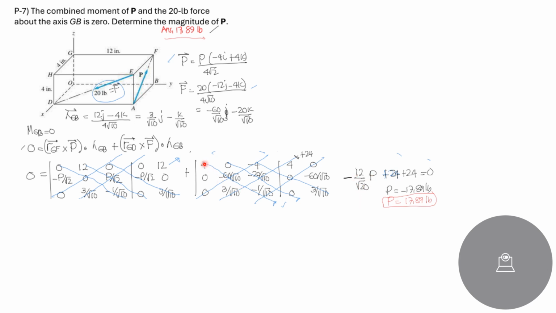Then this is positive 240 over 10. So 24, positive 24. Then this is also negative of negative, so 3 times 20, 60 times 4 is 240 over 10. So that's also 24, positive 24. So negative 12 over square root of 20 P plus 24 plus 24 equals 0. So P is 17.89. So that's it for this problem.